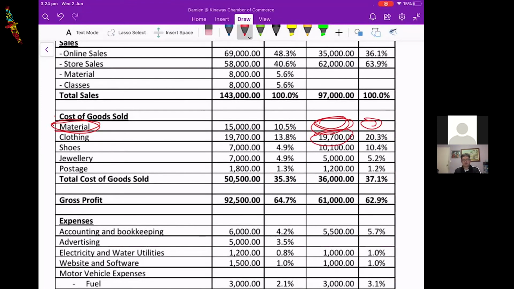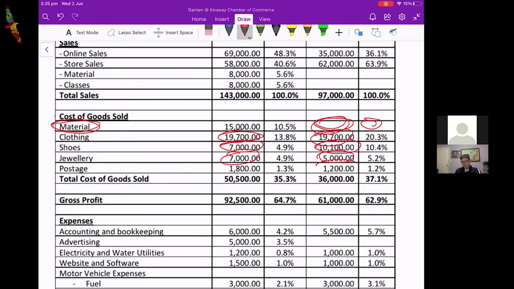2022, the clothing was 19,700. This year was 19,700. Shoes have gone from $10,100 down to $7,000. Okay, she sold less shoes this year. Why? Why have the sale of shoes gone down? That's interesting. Okay, let's have a look at jewelry. Jewelry's gone from $5,000 to $7,000. So there's been an increase in sale of jewelry, or more jewelry's being purchased. So that's also interesting. Okay, I would ask the question why? Why has she sold more jewelry this year than last year, but sold less shoes from last year to this year?